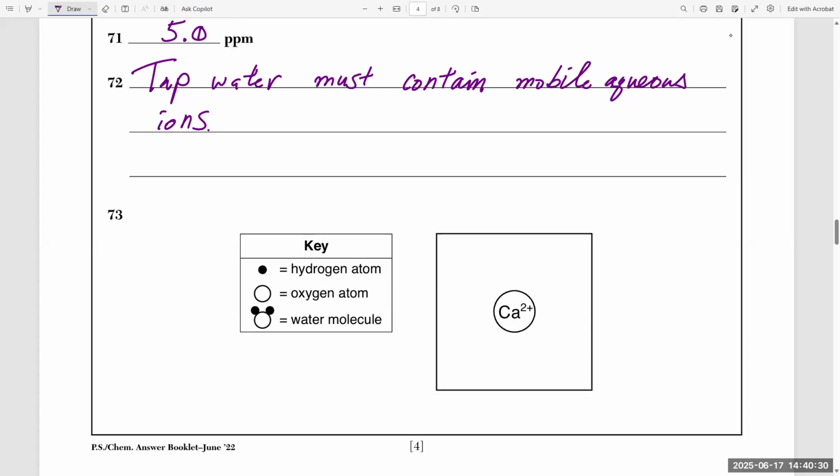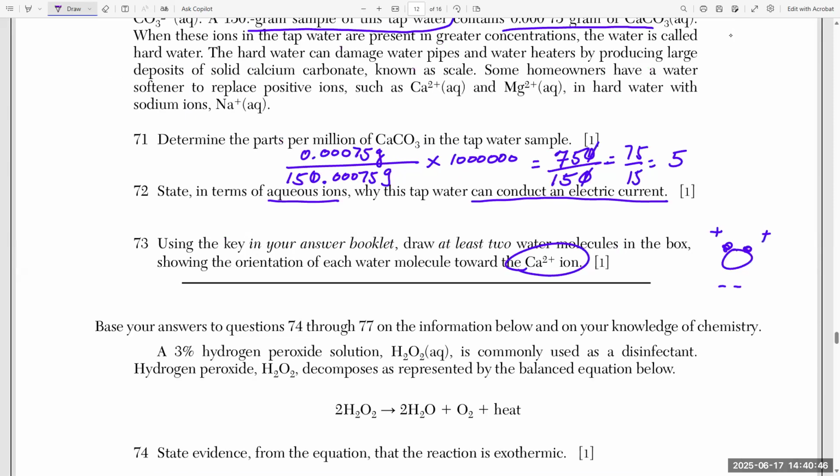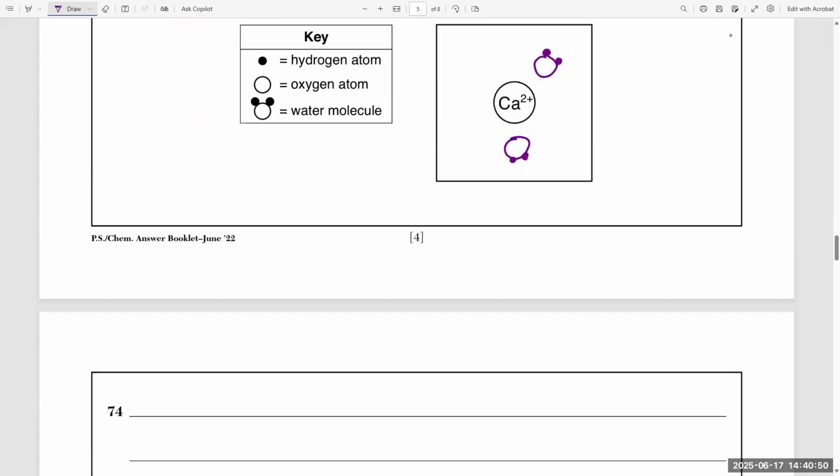We're drawing the water, right? So how do we draw the water? Well, we know that the chin part of Mickey Mouse, or the face of the Mickey Mouse, is going to be pointing in because that's the part that is more negative. Same thing over here. So you can draw another one over here like this because they said draw at least how many? 2 water molecules. So we're done. Let's go to 74.